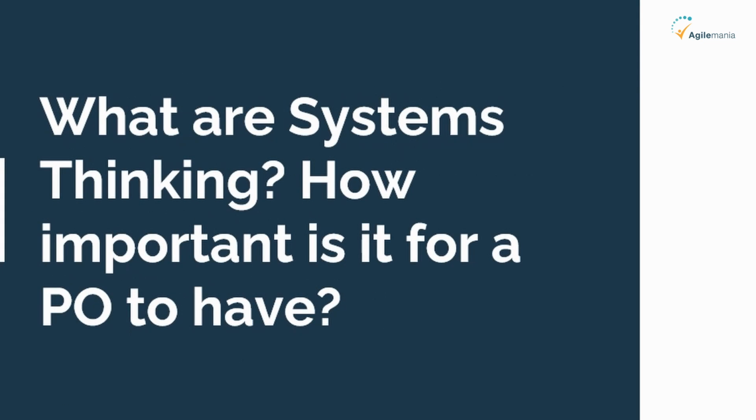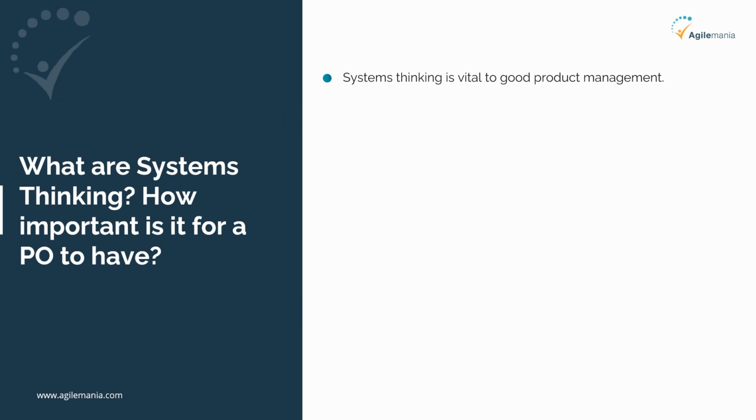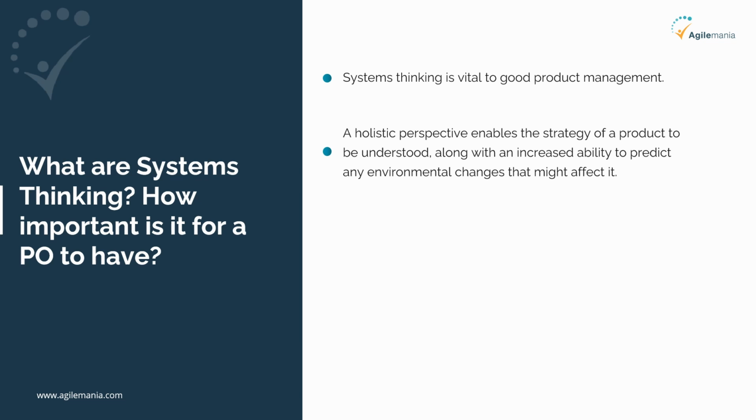What is systems thinking? How important is it for a PO to have? Systems thinking is vital to good product management. A holistic perspective enables the strategy of a product to be understood, along with an increased ability to predict any environmental changes that might affect it.